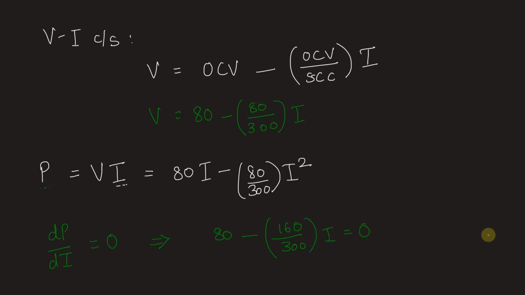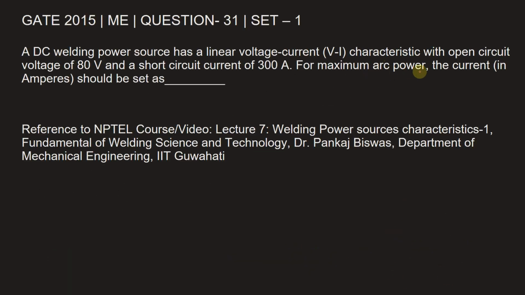Let's solve this to find the I value. We have I is equal to, this term goes to the right hand side and then again we take this to the left hand side as the reciprocal. So 80 into 300 by 160. The 0 gets cancelled and we have 8 ones are 8, 8 twos are 16, so 300 by 2. Here we get the current value I to be 150 ampere. Let's write the answer: for maximum arc power, the current should be set as 150 amperes.